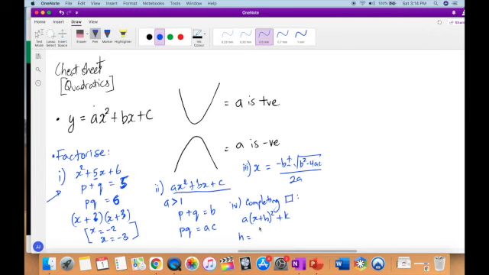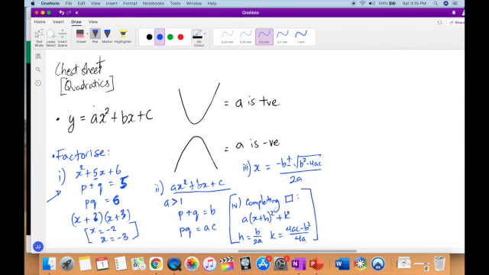H is b over 2a. And what is the formula for k? K is 4ac minus b squared all over 4a. Thank you. Now you see this here? Make sure you know this, because they like to ask it. And if you know these formulas, life is going to be easy for you.